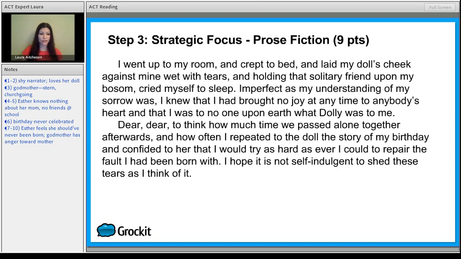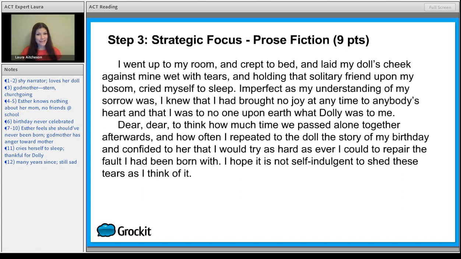Paragraph 11 really shows how the character is relying on the doll to make her feel better. So even though the doll is an inanimate object, it represents a friend for her. Go ahead and read the very final paragraph. Now we have a conclusion, and in terms of tone, nothing changed. It's still very, very sad.